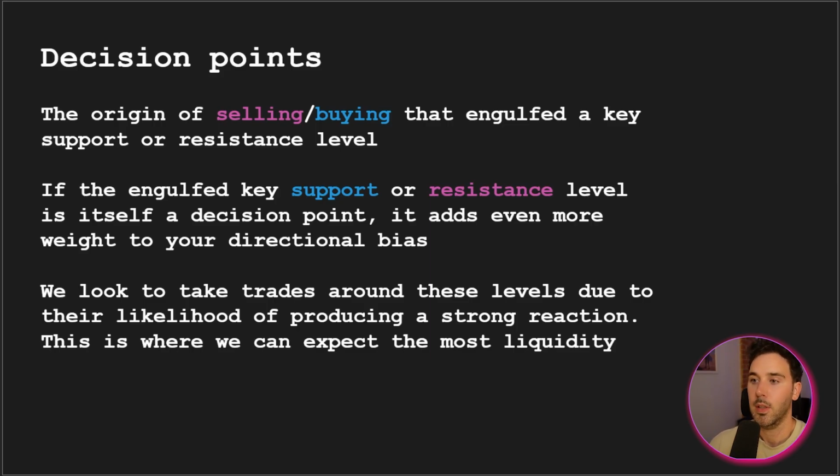A decision point is where there is the origin of selling or buying that engulfed a key support or resistance level. If the engulfed key support or resistance level is itself a decision point, it adds even more weight to your directional bias. And we look to take trades around these levels due to their likelihood of producing a strong reaction. And this is where we can expect the most liquidity.